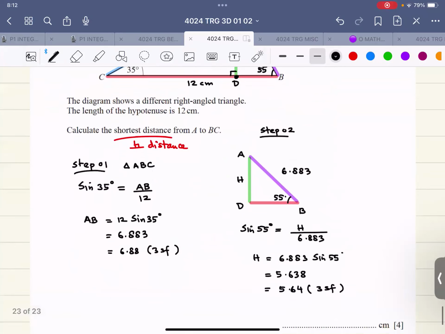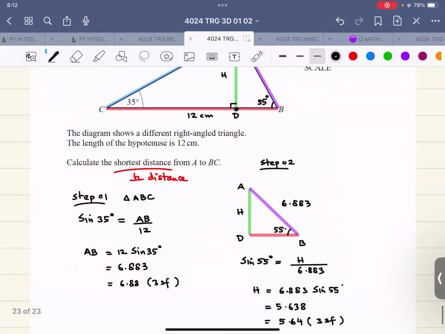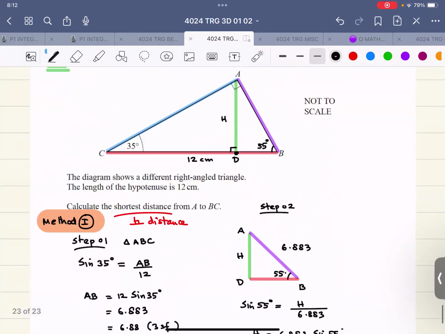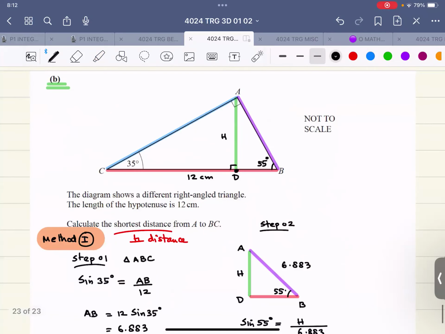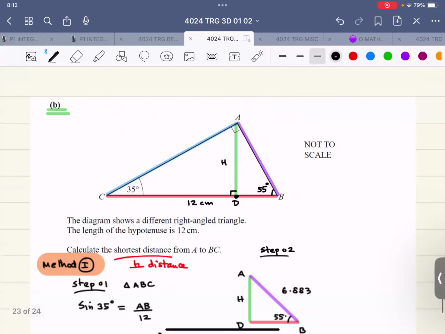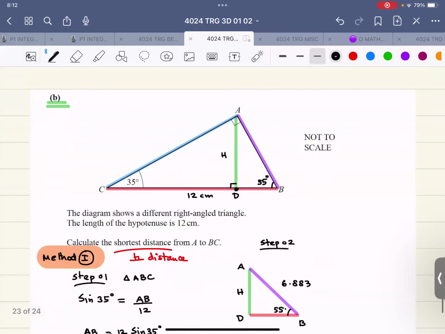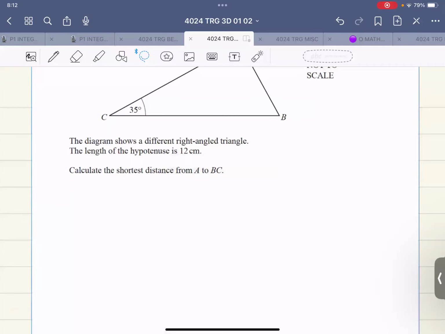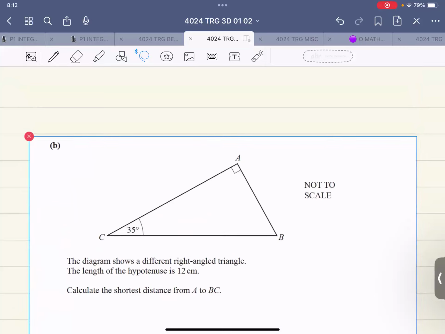Now let me write this as method number 1. This is not the only method. This is method number 1 that I've employed for this particular question. Now let me add a page. Let me copy this, and let me try out another method. See whichever one you find to be easier.